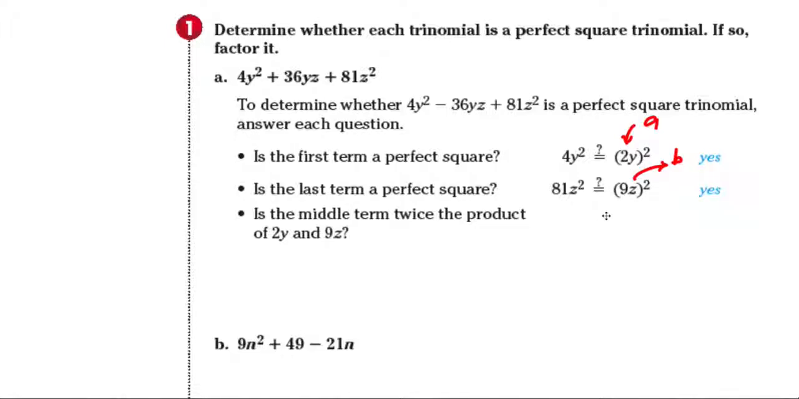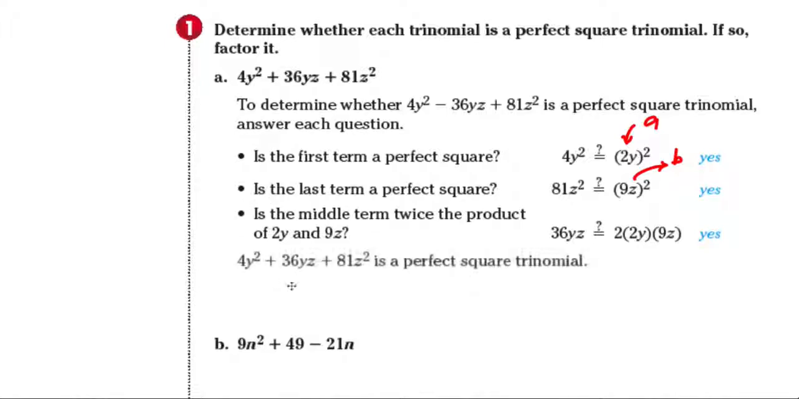Okay, and we multiply it by 2, it becomes 36. So the answer is yes. If all three questions are answered yes, then it simply means that it is a perfect square trinomial. And if you factor that perfect square trinomial, remember the pattern of a perfect square trinomial: if I have a squared plus 2ab plus b squared, it is the same as a plus b squared.